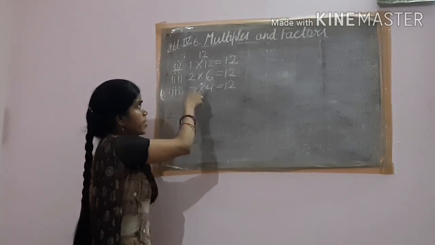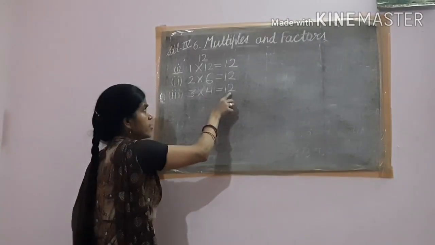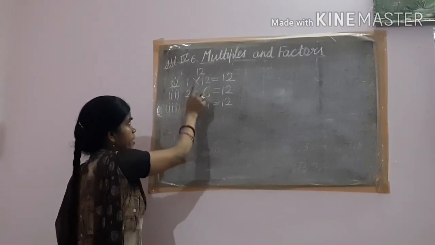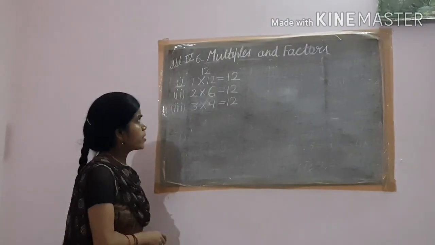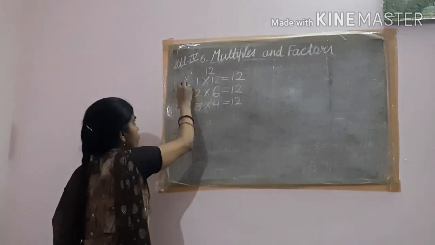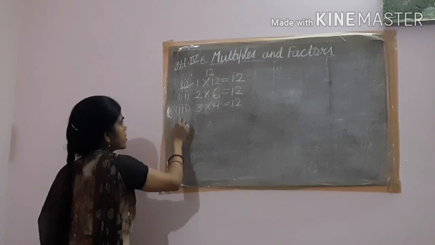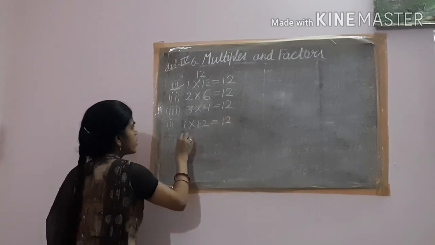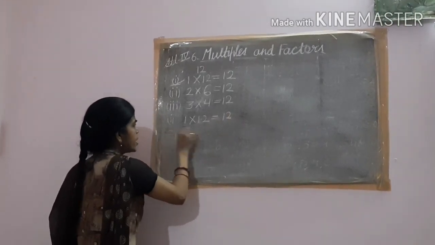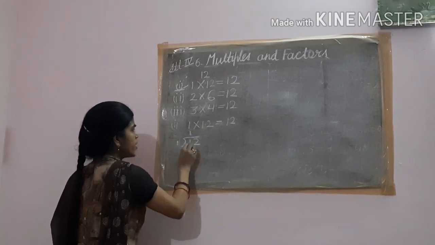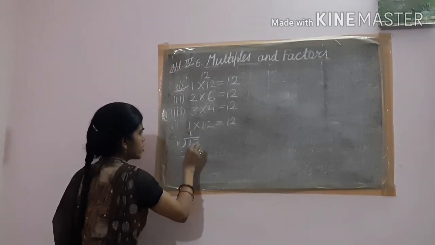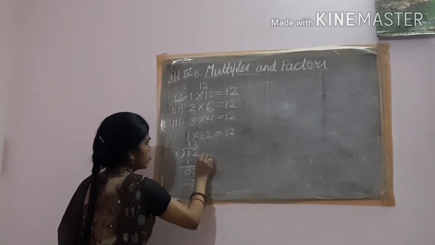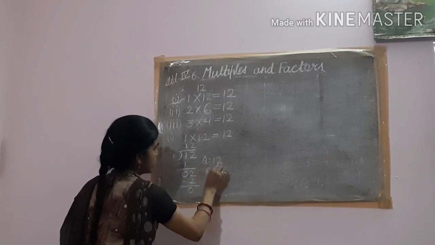No other pairs of numbers will multiply to give product 12. So now let us take each pair of product separately and try to understand what it means. The first pair of product is 1 multiplied by 12 is equal to 12. So here when you divide 12 by 1, what will you get? 1 minus 1, 0. 2 will come down, then 1 twos are 2. Here 0. So quotient is equal to 12 and remainder is equal to 0.